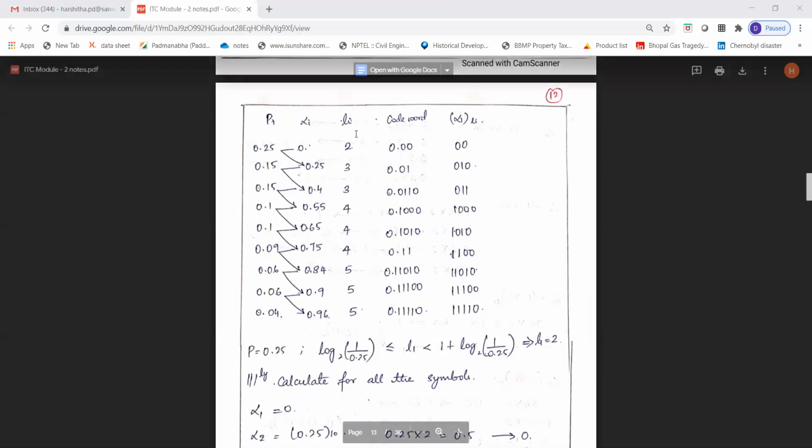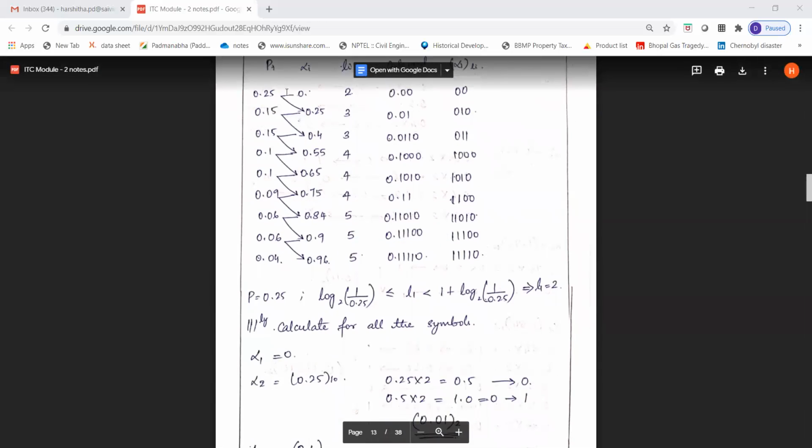Is that all right? Next, how will I find the code word? This is very simple. I've already explained how to do that. So just substitute the value of probability and then you'll find out the value of the length. Next, how will I find out the code word or the binary value of the alpha I?